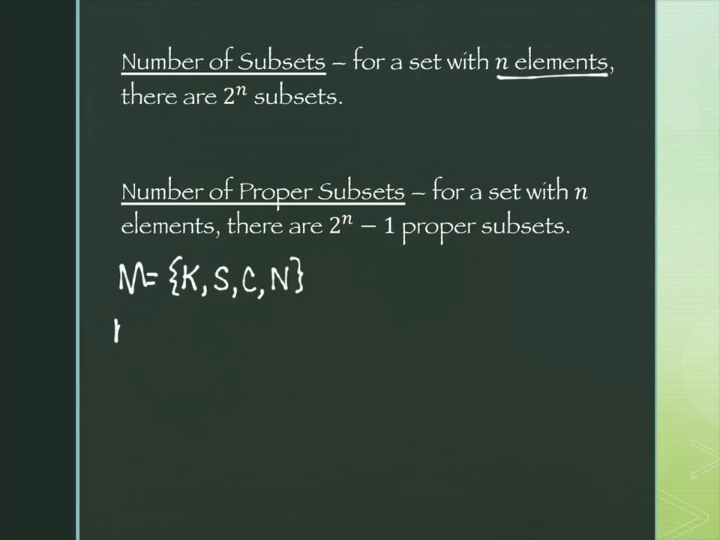And the first thing I'd like for us to find is the cardinality. Now remember, cardinality means how many there are. How many are there? 4. There's 4. So according to what we've seen on the top of this screen, I should have 2 to the 4 subsets, and I should have 2 to the 4 minus 1 proper subsets.